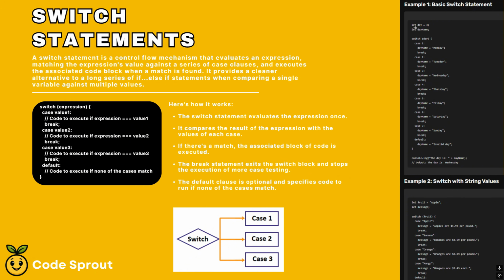As you can see here, since day equals 3, we'll evaluate condition 3, or case 3, where we have the dayName variable equal to Wednesday. And so, when we print this in our console after all the cases are done, we are given that the day is Wednesday.